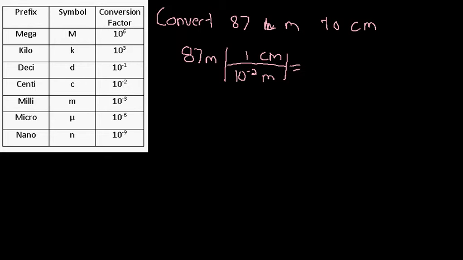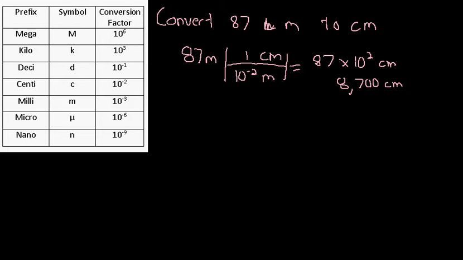So this becomes 87 divided by 10 to the negative 2. To get rid of a negative exponent, you just move it to the numerator. So this becomes 87 times 10 squared centimeters, or 8,700 centimeters. Alright, so that's pretty straightforward, just moving it over 2 decimal places. Now let's go through a different type of example.